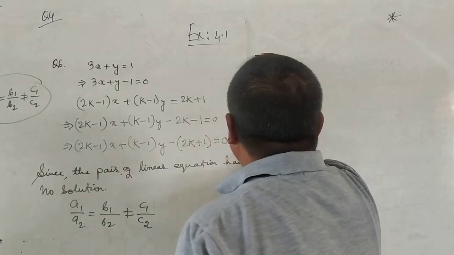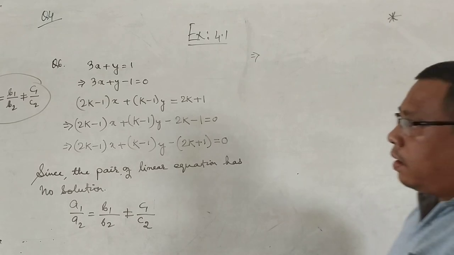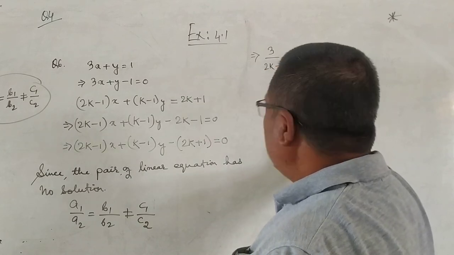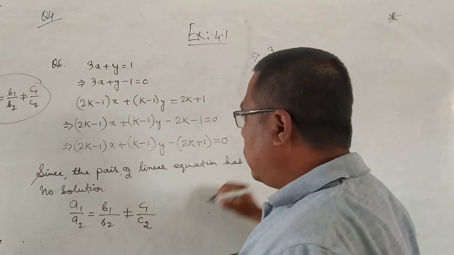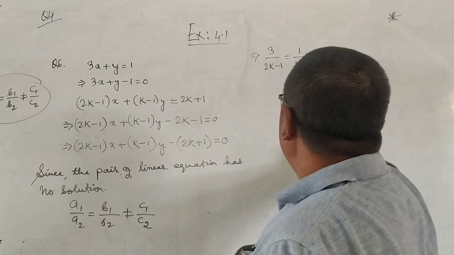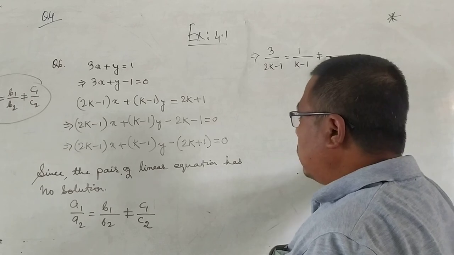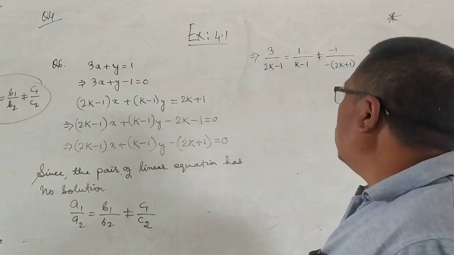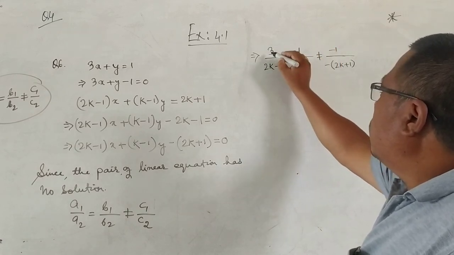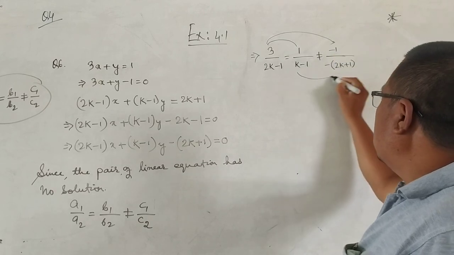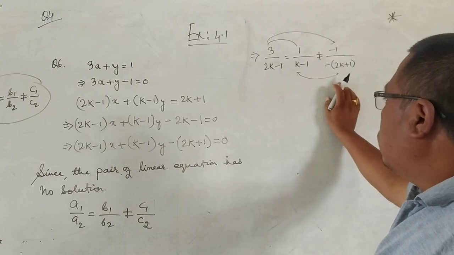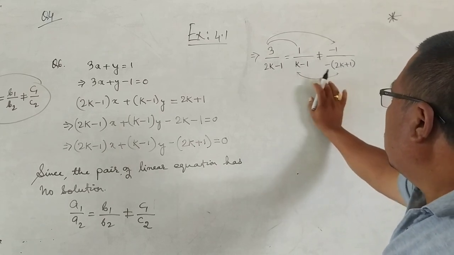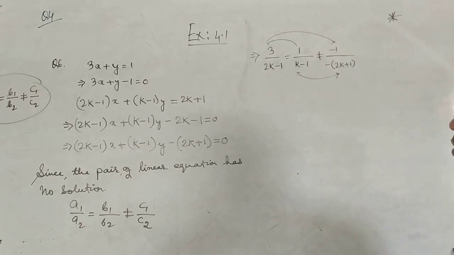Okay, substitute their values. The value of A1 is 3, A2 is 2k - 1. B1 is 1, B2 is k - 1. And not equal to C1 by C2, C1 is -1, C2 is -(2k + 1). Here you can find k from the first two ratios, or from the first and last, or from the last two. From the last two, we get k is not equal to a value; from the first and last also, k is not equal to a value. So we consider the first two.